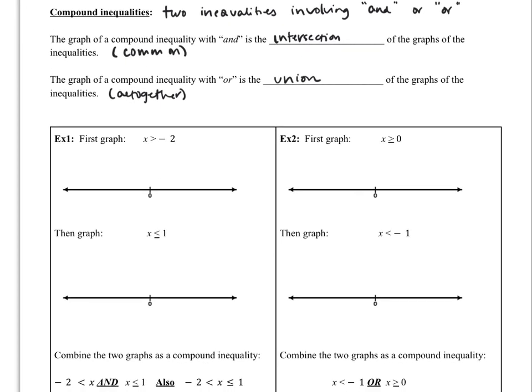So for example 1, we're first going to graph x is greater than negative 2. This is something we've been doing. So we start at negative 2. We put an open circle to show that we're starting at negative 2 but not including it. And then we have our arrow going to the right. Then we're going to graph x is less than or equal to 1. So we'd start at 1, we'd put a closed circle, and this time our arrow would go to the left to show that x can be the numbers that are less than 1.